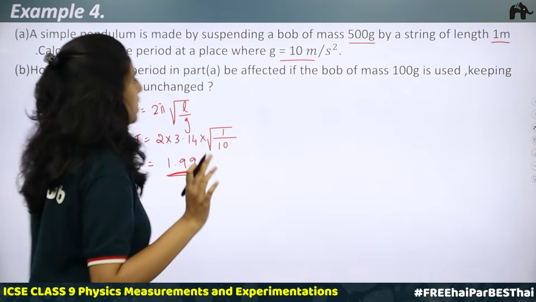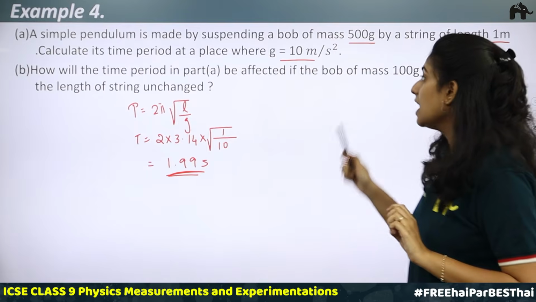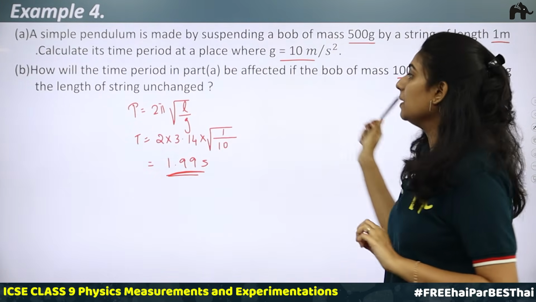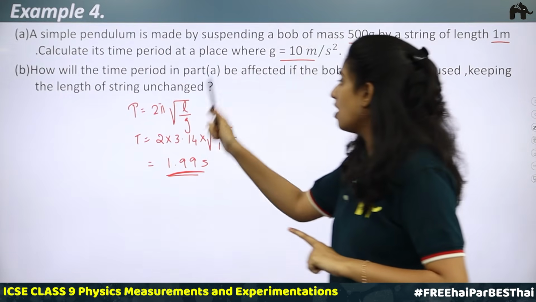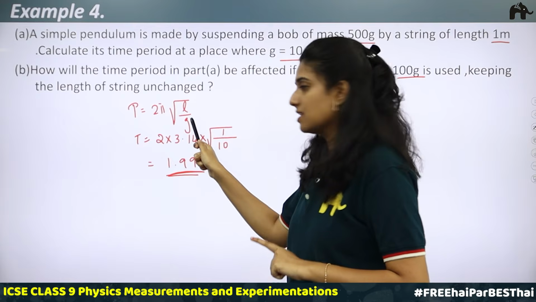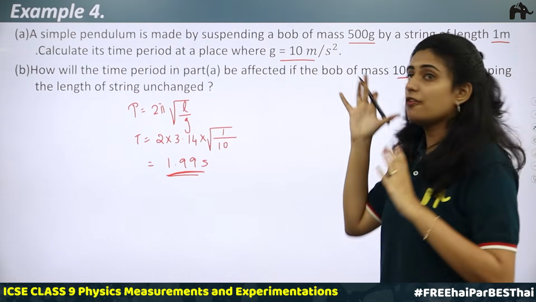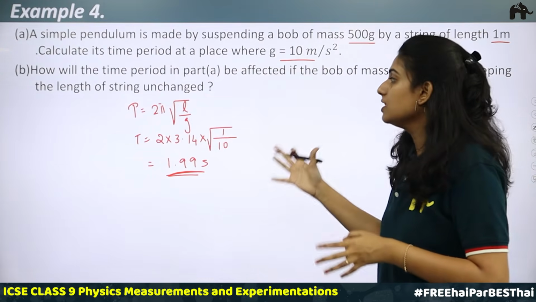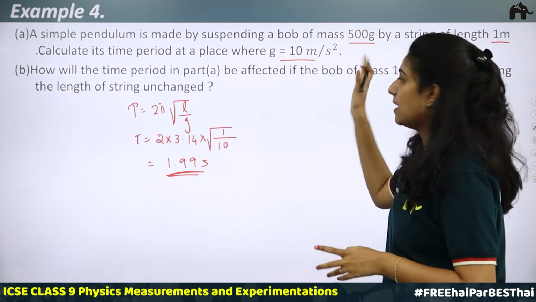Now, the second part of the question, B. How will the time period in part A be affected if the bob of mass 100 gram is used, keeping the length of string unchanged? Here you can see that time period is dependent on the length and the acceleration due to gravity, not on mass. If the size or the mass of the bob is changed, there is going to be no change in time period. Time period will remain the same. Why? Because time period is independent of mass.